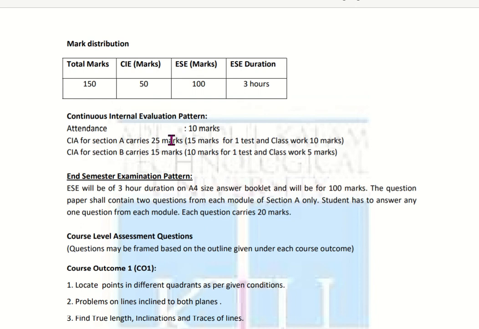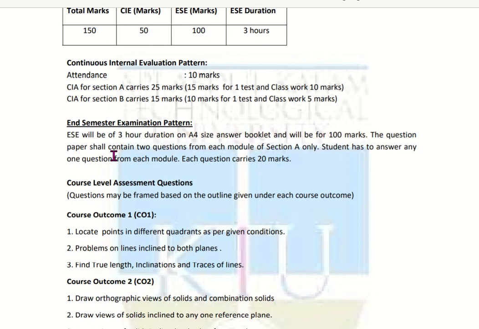Section A, 25 marks, is arranged like this: 15 marks for test 1 and 10 marks for classwork. Section B carries 15 marks. Out of this 15, 10 marks are for test 1 and 5 marks for classwork. This is the split-up of the internal CIE evaluation pattern of 50 marks, and the end semester examination pattern will be of 3-hour duration with an A4-sized booklet paper for 100 marks.